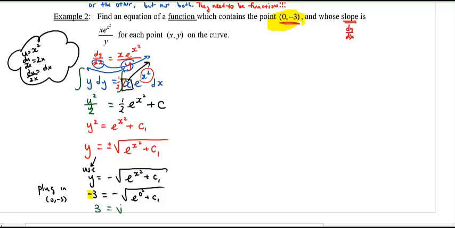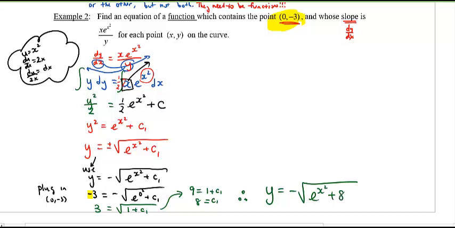3 equals e to the 0, which is just 1, and then I can quickly square both sides, and you can solve and say, hey, c sub 1 equals 8, and therefore my equation is y equals negative the square root of e to the x squared plus 8. Beautiful. Okay.